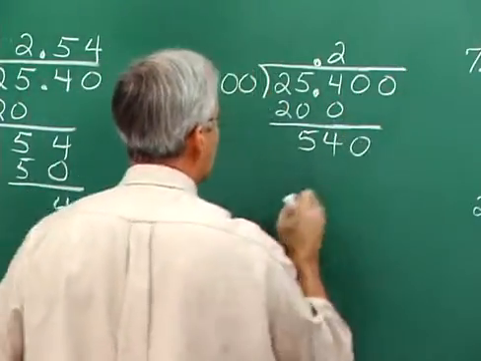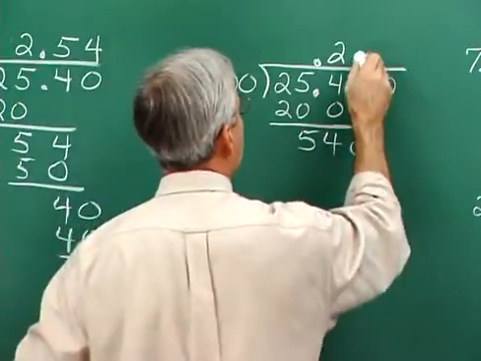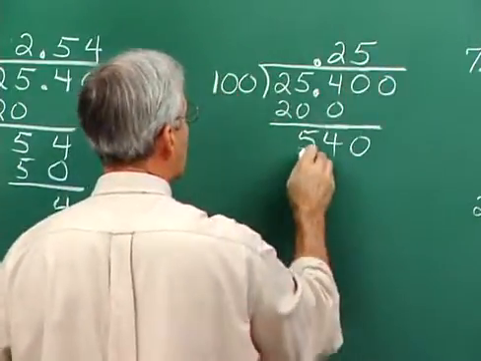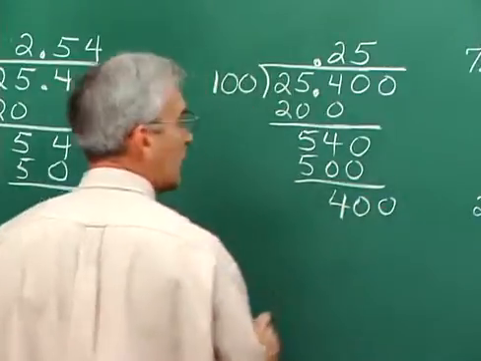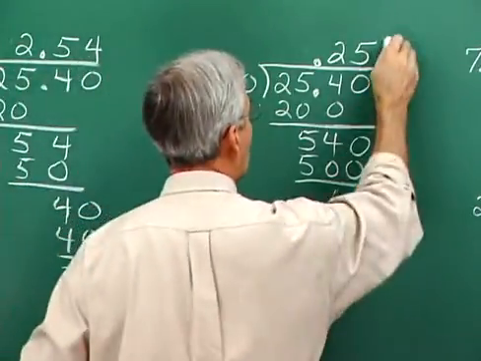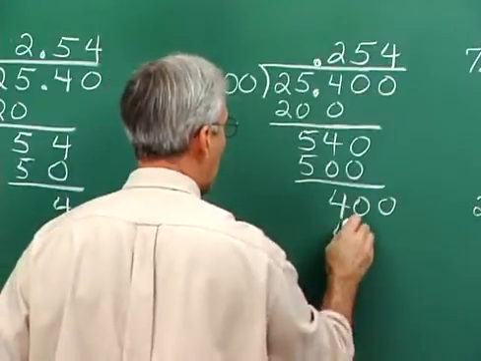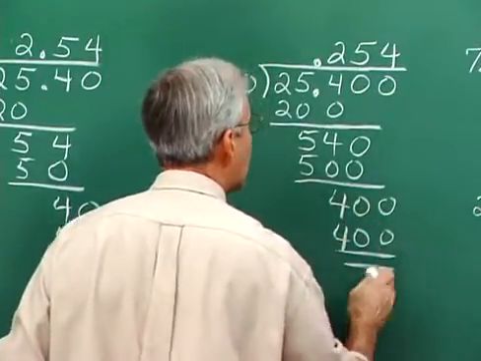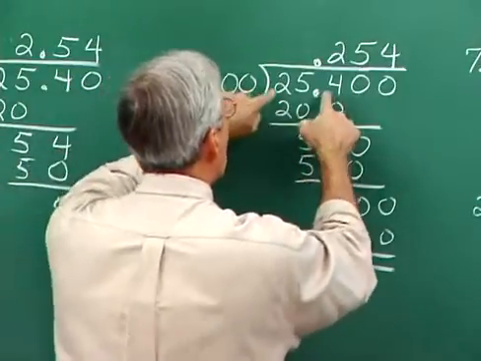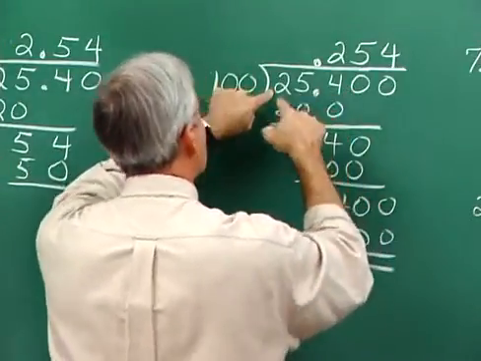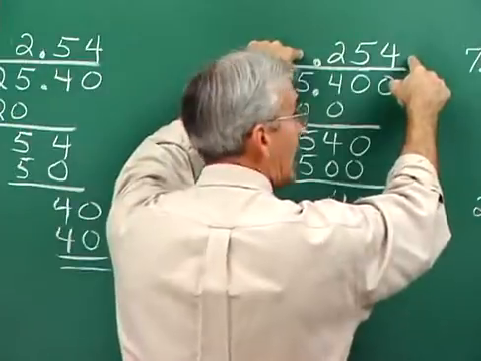We bring down the next 0. 100 into 540 goes 5 times. 5 times 100, 500. Subtract, we get 40. Bring down the next digit. 100 into 400 goes 4 times. 4 times 100, 400. The division goes evenly, and we're verifying here that when we divide by 100, we slide the decimal 2 places to the left to get our answer.